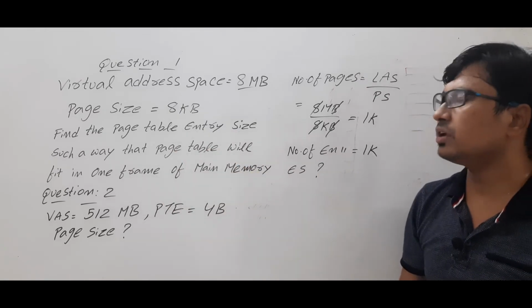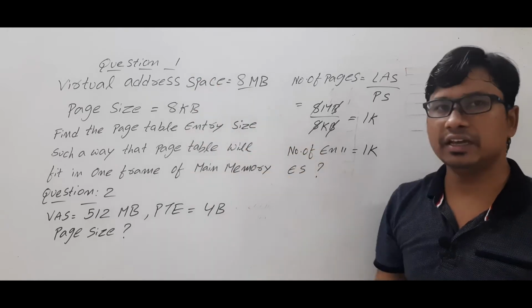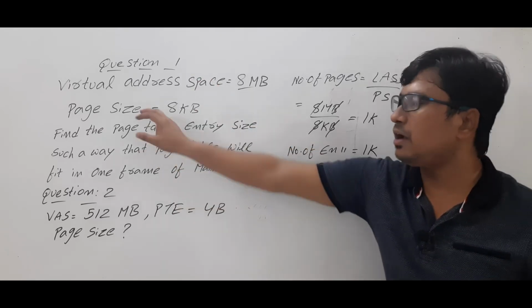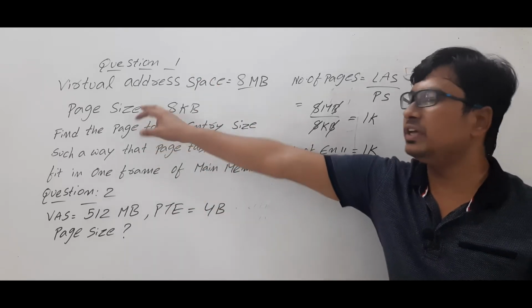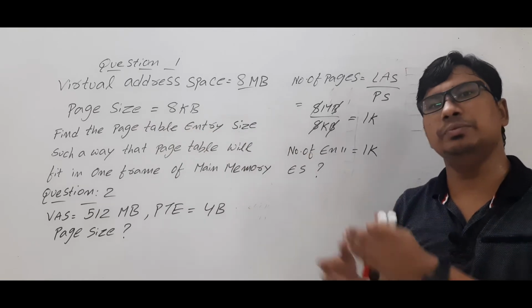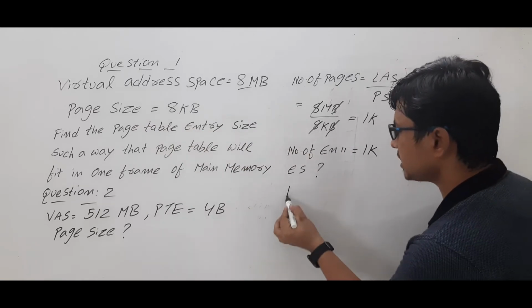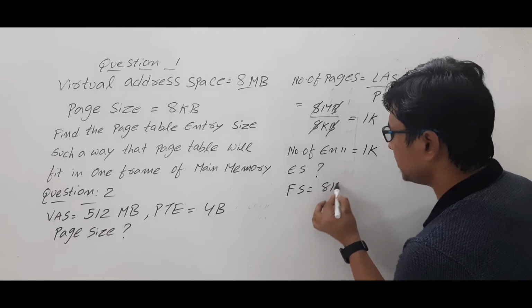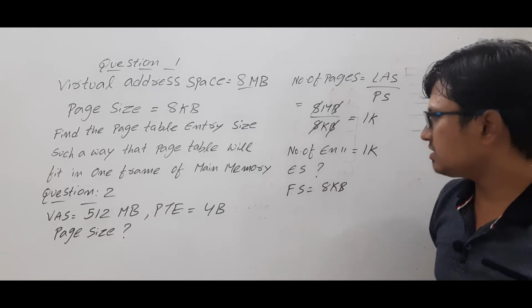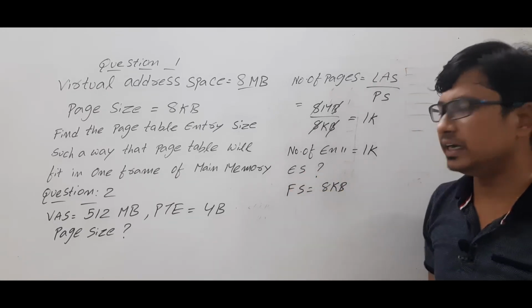So we should know the frame size. Does anywhere they have given the frame size? They have given the page size. So if they have given the page size, it will be equal to frame size. So frame size is 8 KB. Okay. Now with this information, we have to find the entry size.